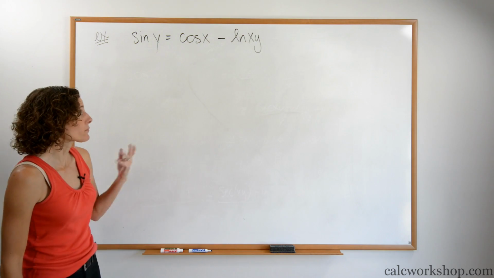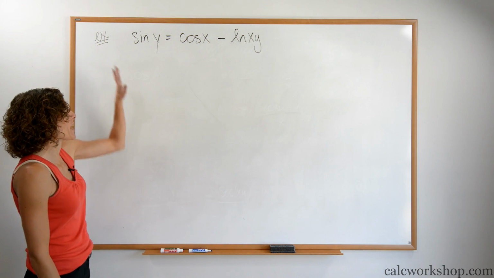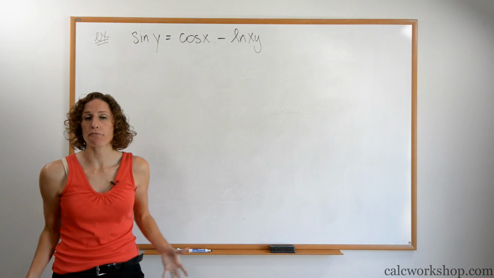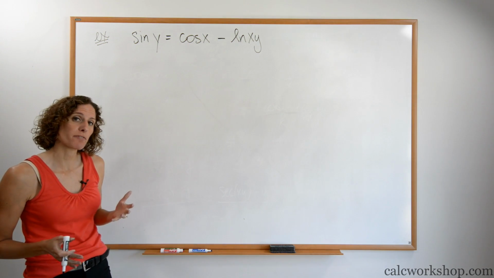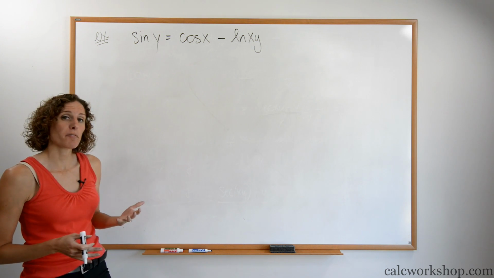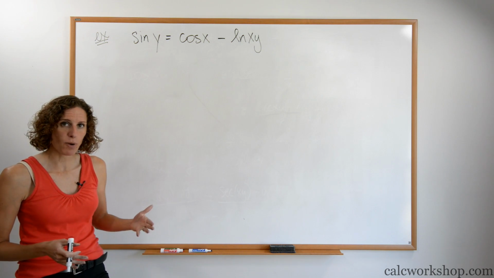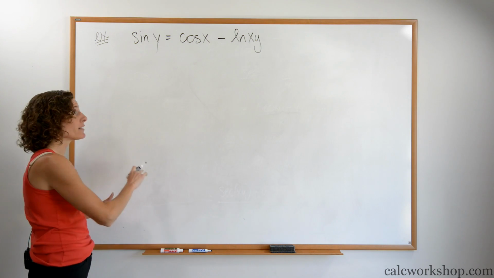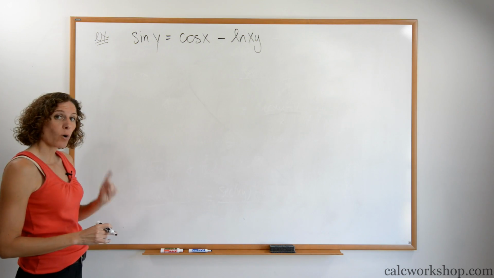All right, so what do we do when we've got trig, we've got logs, and we've got x's and y's everywhere? Well, let's take implicit differentiation. We take the derivative of every variable, but we multiply by dy/dx when we take the derivative of y. The derivative of sine is cosine. The derivative of the angle is 1 dy/dx.